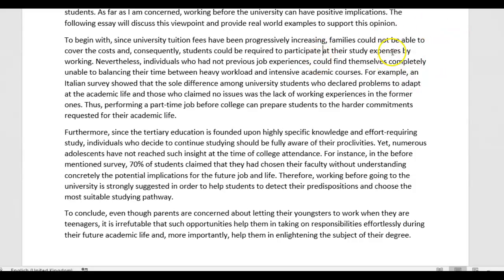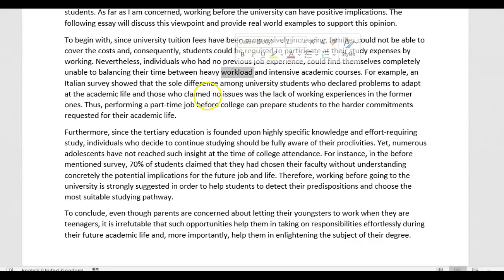in paying for these study expenses by finding, let's say, a part-time job, not by working. Nevertheless, individuals who had no previous job experience, okay, you don't need the not, you can simply say had no experience, could find themselves completely unable to balance, infinitive, to balance their time between heavy workload, between what kind of heavy workload? Between the heavy workload of, let's say, of adult jobs, right?